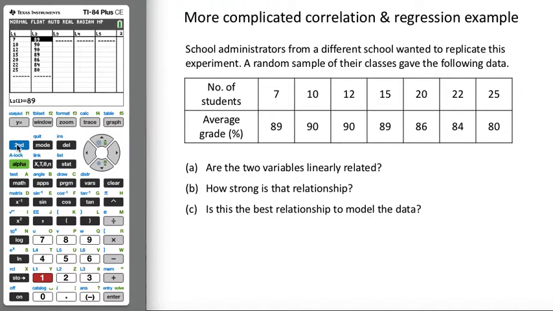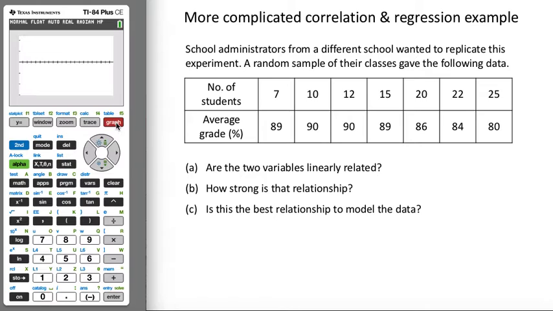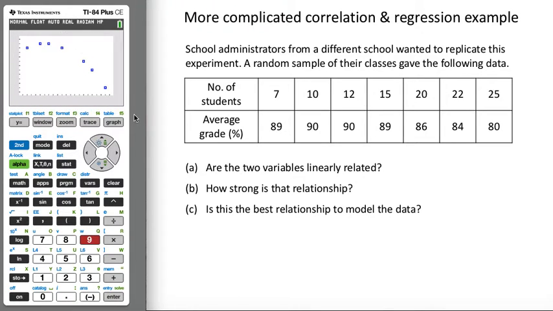And we go second stat plot, make sure our stat plot is on. We've got a scatter plot, we've got list 1 and list 2. We've got a nice color and a nice mark. And we can say graph. And we see nothing, so we do zoom stat, number 9, zoom stat. And there is our graph. Are they linearly related? Well, you could draw a line through there, but I'd say it's fairly weak. So I'm going to suggest it's a moderate negative correlation.